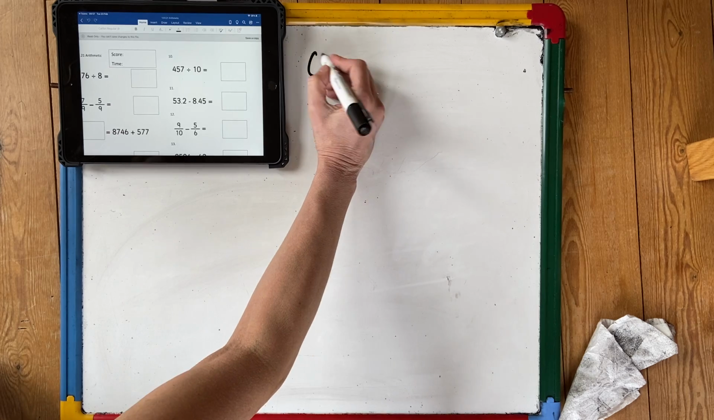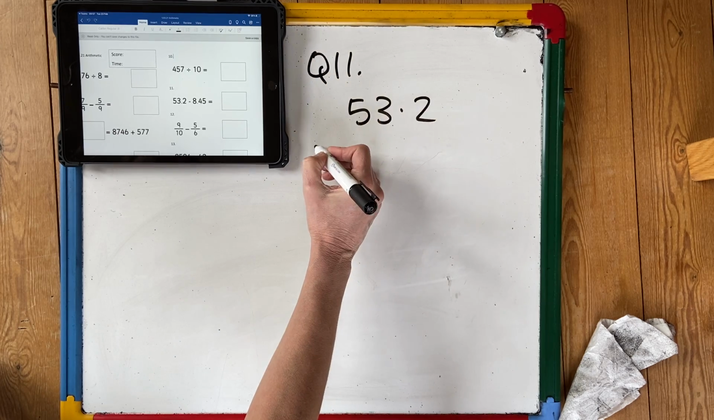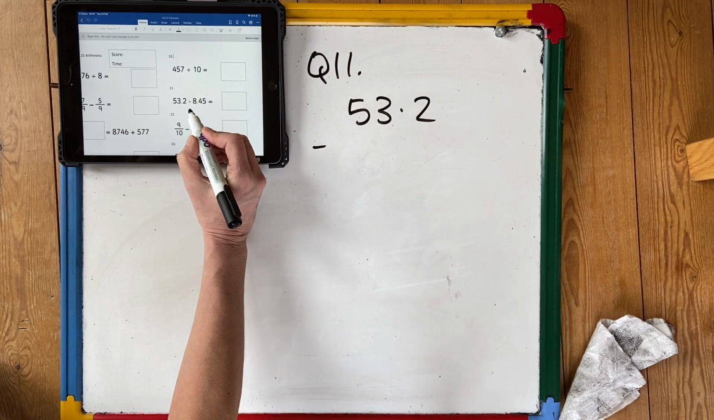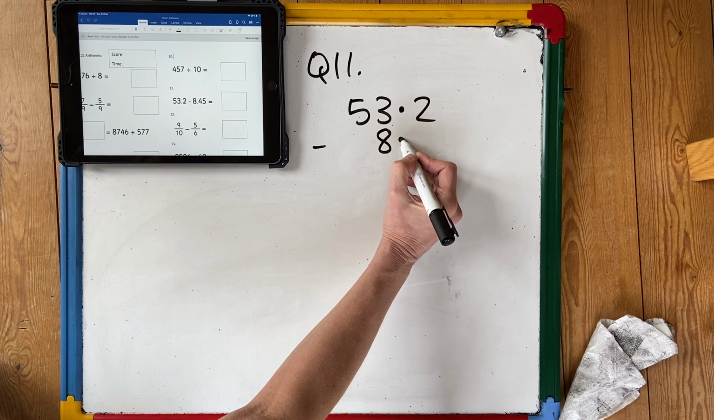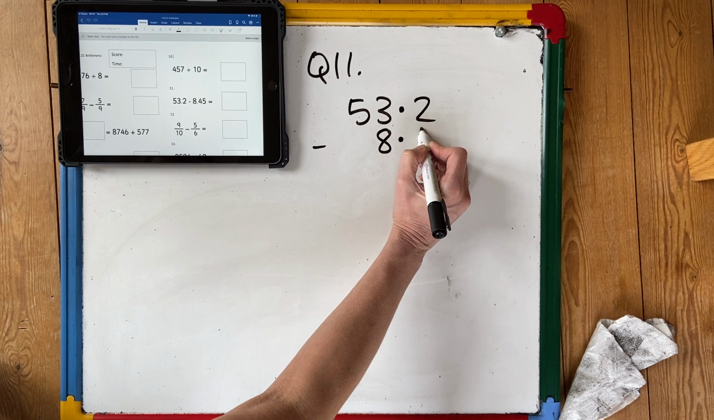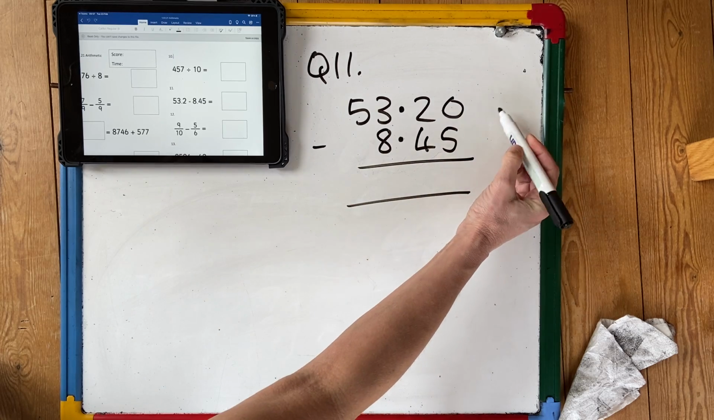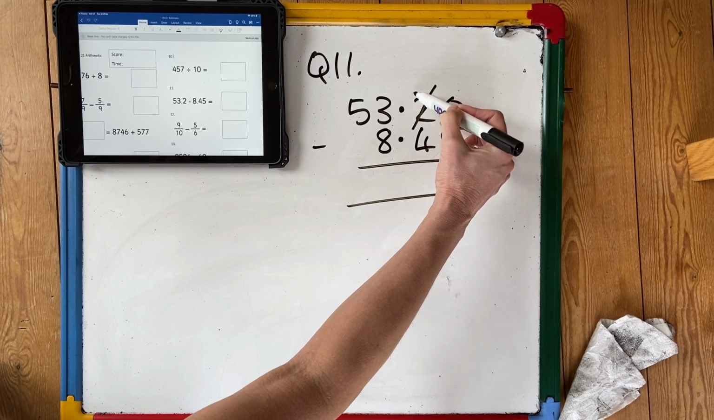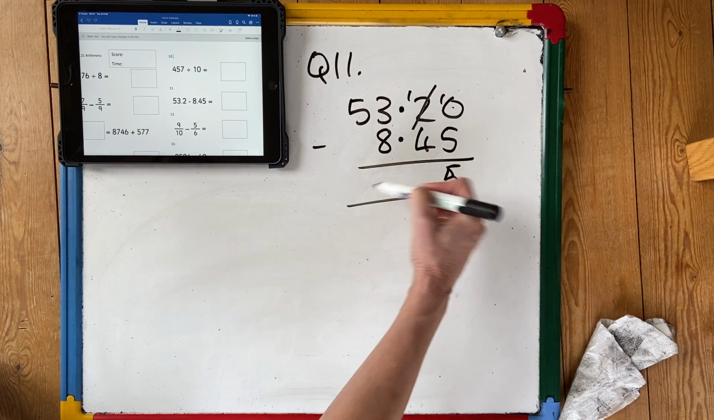Question 11. 53.2 subtract 8.45. So you have to make sure the 8 is in the ones column, make sure the decimal point is lined up. For 5, placeholder there, and begin to subtract. So 0 subtract 5 you can't do, so exchange. 10 subtract 5 is 5, and continue.